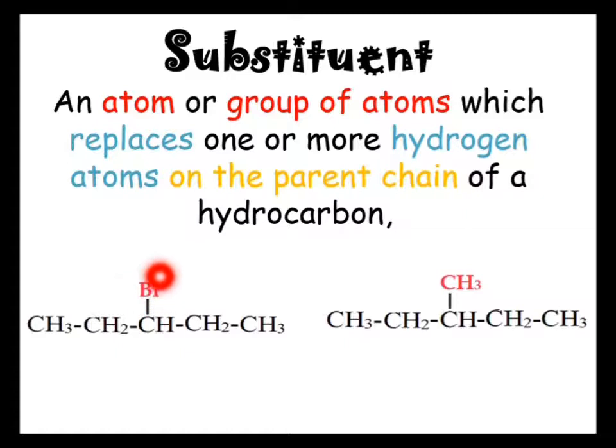So a substituent can be just one atom, or it can be a group of atoms. Here we have CH3 as our substituent, which is a group of atoms. In our lessons, we are going to deal with this kind of substituent, CH3. We call them alkyl groups. So CH3 is a member of the alkyl group.